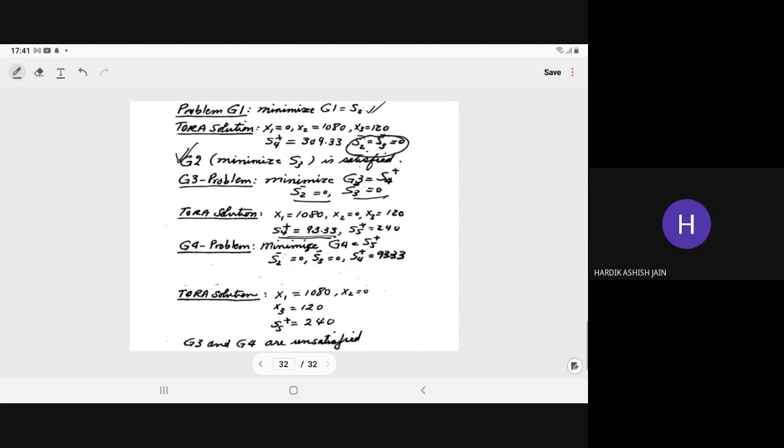So then you will go for goal 4. Now wherever in the equations we have S4 plus, there you just put the value, meaning the deviation should not increase. So for that you have to put the value of S4 plus as 93.33. So when you solve, you can say that it is also underachieved.